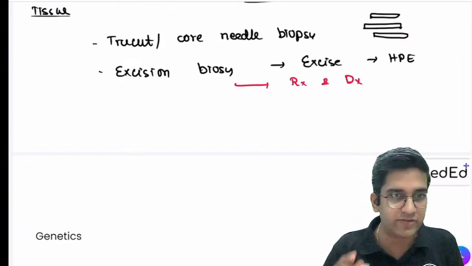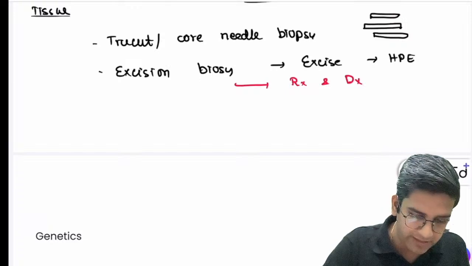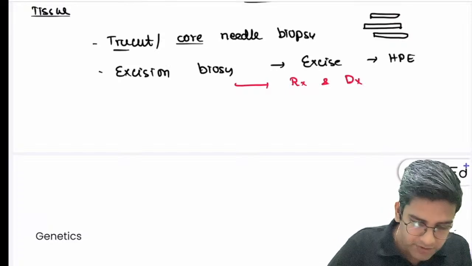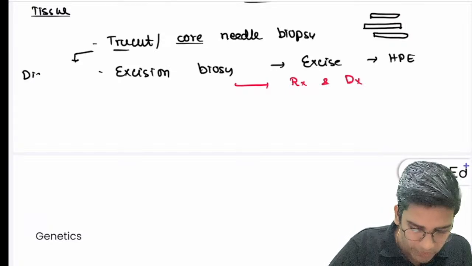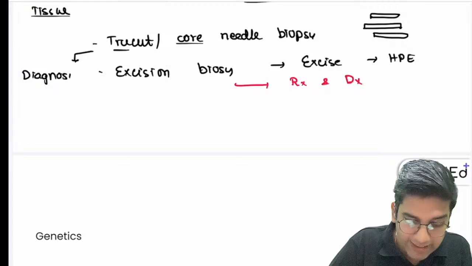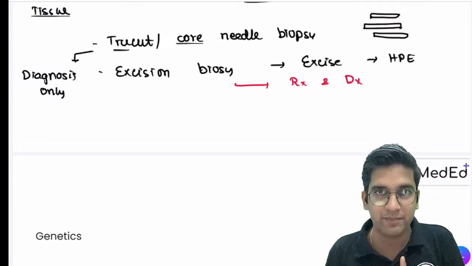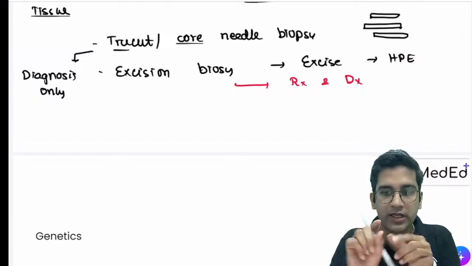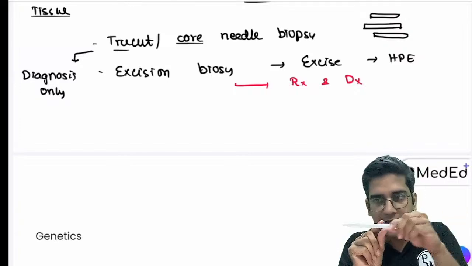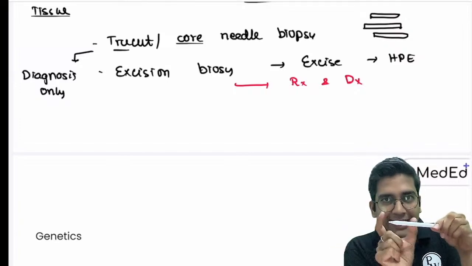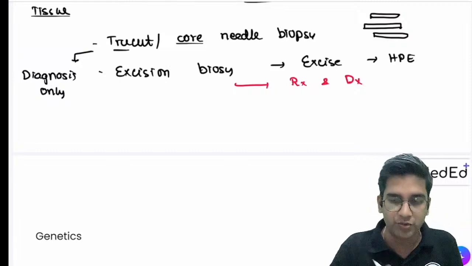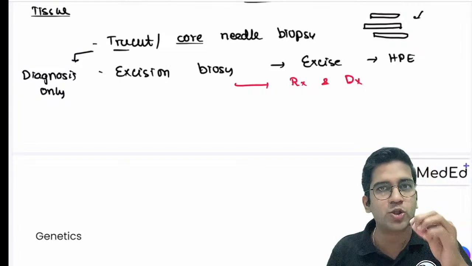I hope you understand the difference. True cut or core needle biopsy is for diagnosis only. It's not treatment. True cut is the needle's name, a very long needle. I poke into the tissue and pull the needle, and it takes a chunk of tissue in the needle's core. That's called a core needle biopsy.